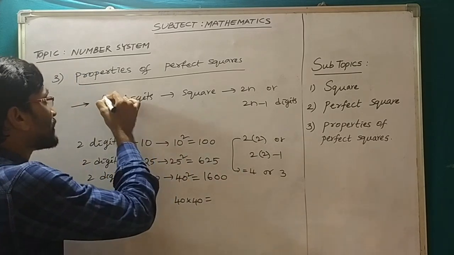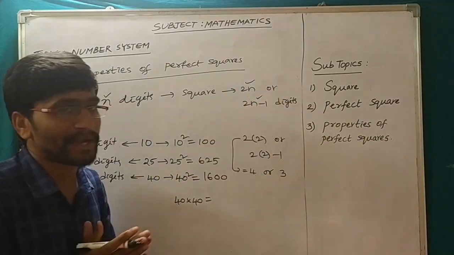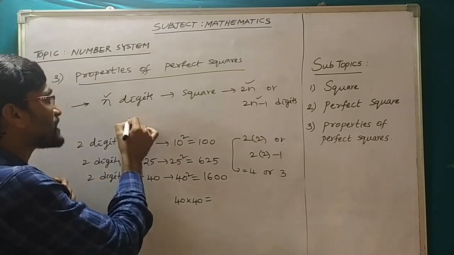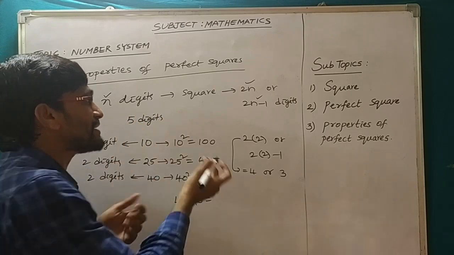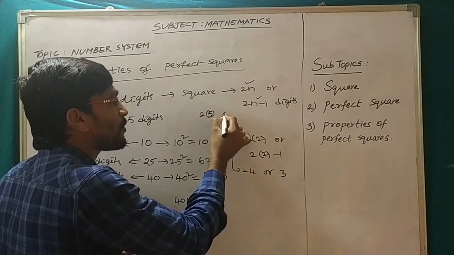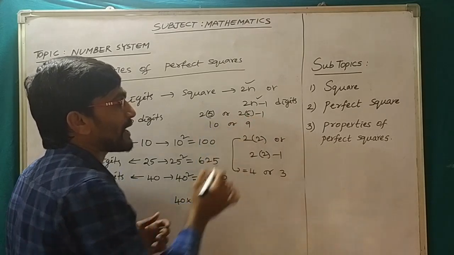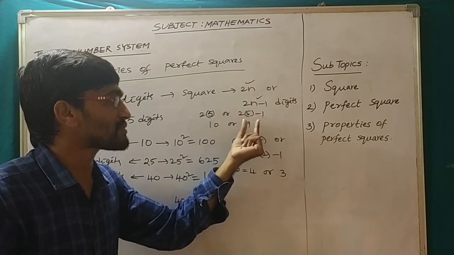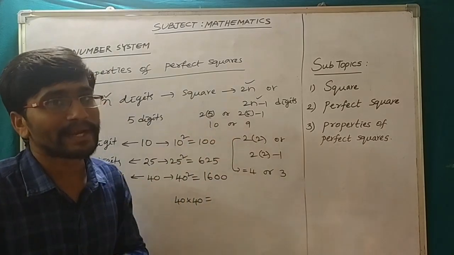That means if a number has n digits, then its square has 2n or 2n minus 1 digits. If a number has 5 digits, then its square has 2 into 5 or 2 into 5 minus 1 digits. That means 10 or 9 digits. 2 5s are 10, 10 minus 1, 9. If a number has 5 digits, then its square has 9 or 10 digits.